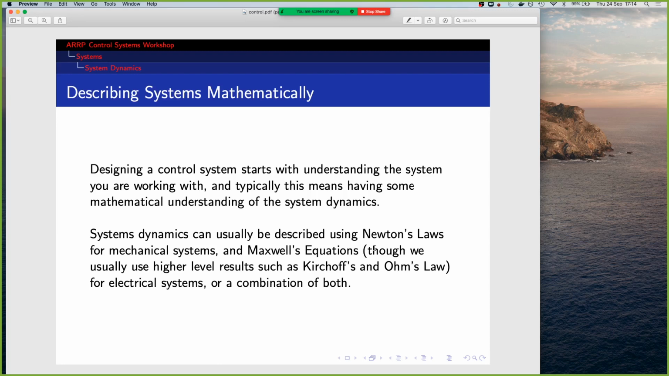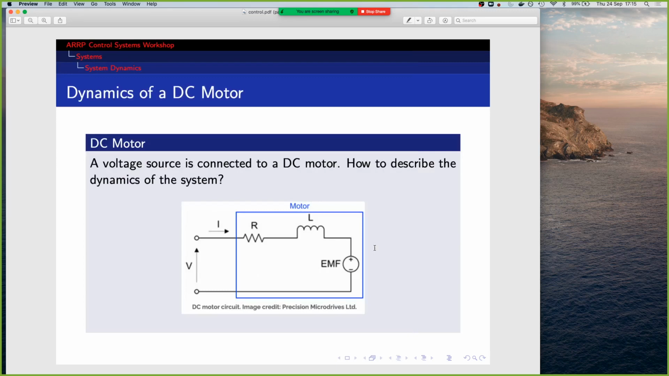So to understand the system dynamics, we need to know the equations of motion that govern the system. If you're using mechanical systems, it'll probably be Newton's laws, so F equals ma, and Maxwell's equations, or higher level versions of them, like Kirchhoff's laws and Ohm's law, for electrical systems. And sometimes they can combine the two, like with electromechanical actuators like motors or loudspeakers. So we certainly need to know about those equations of motion.